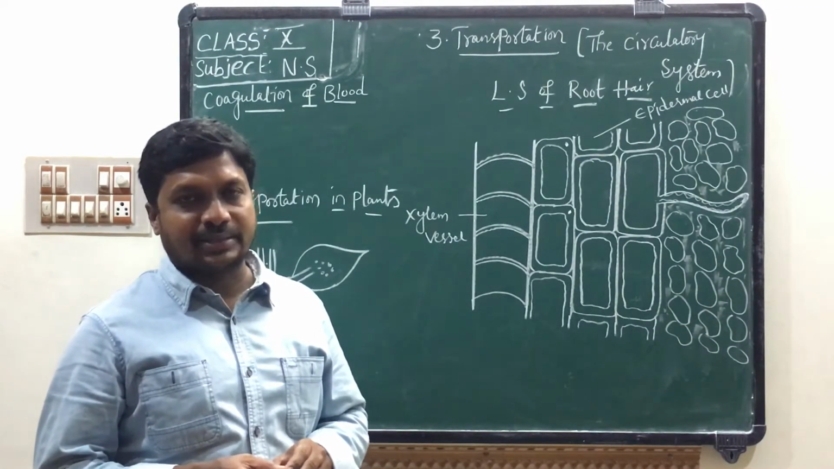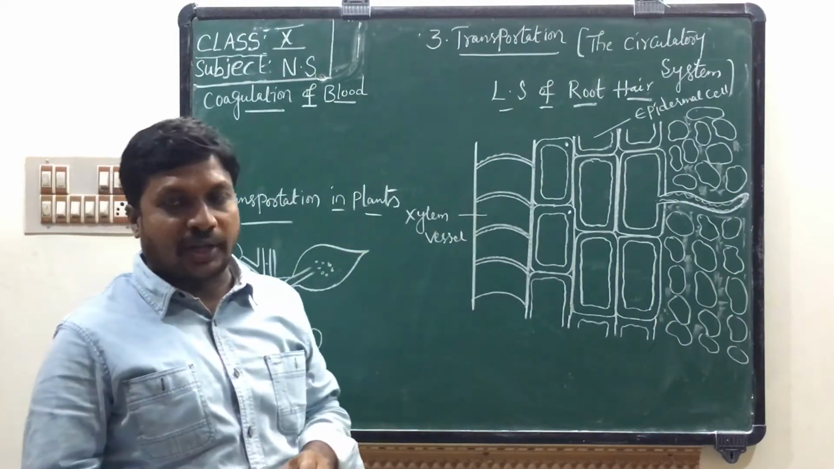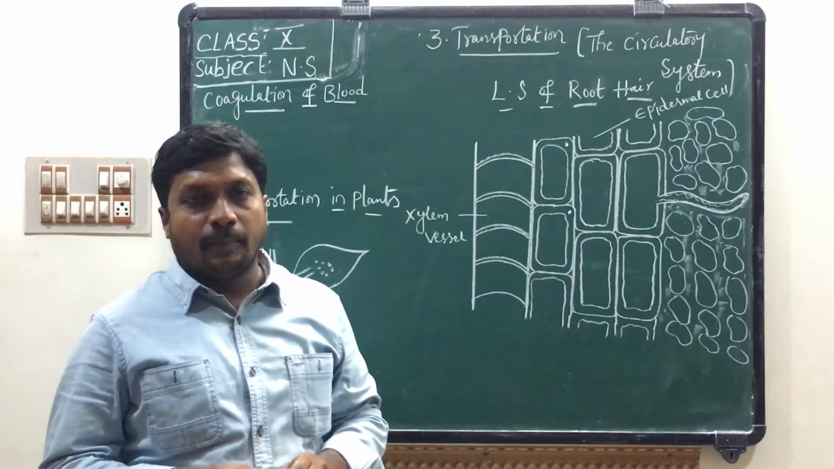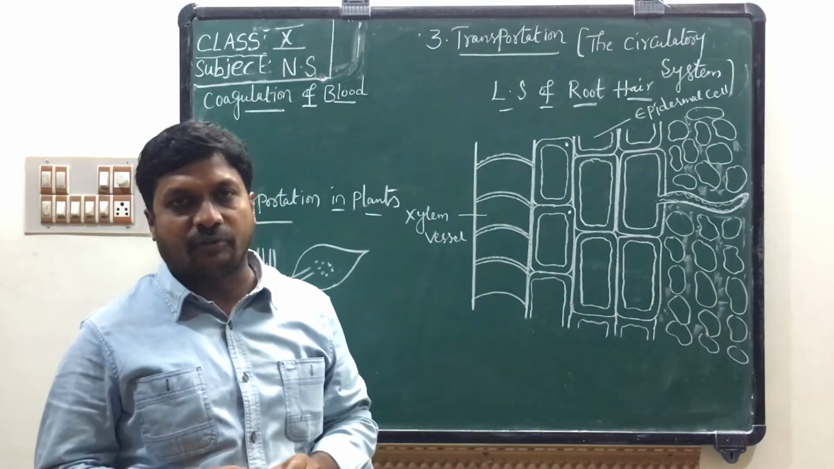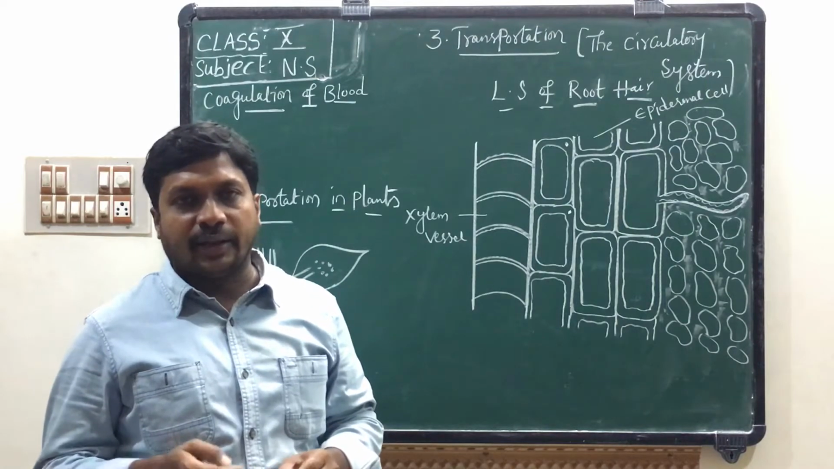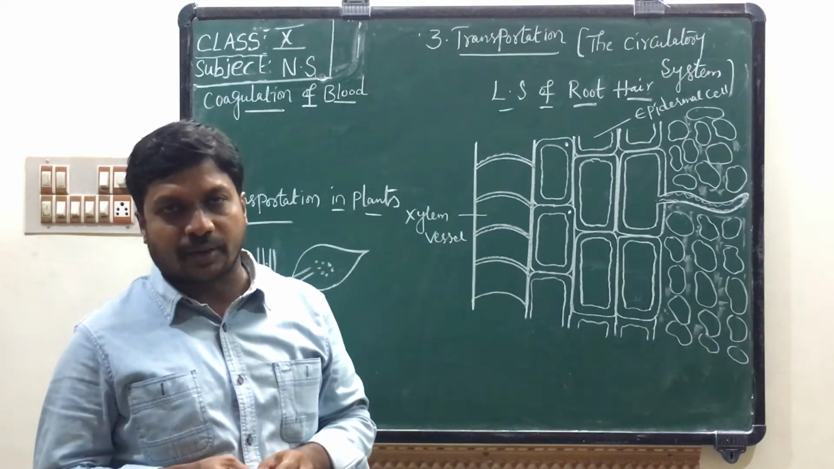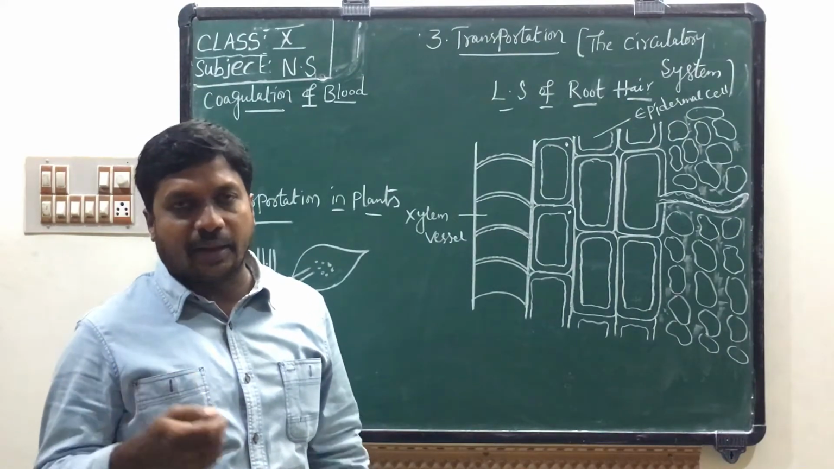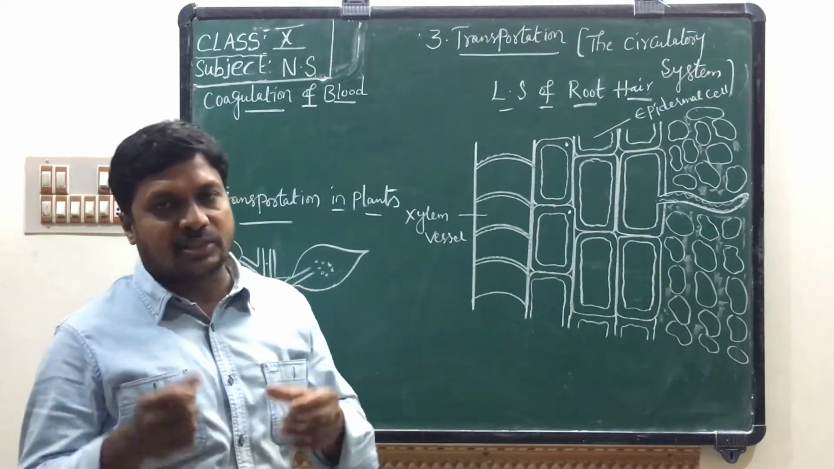In the previous class, in the third lesson, Transportation, we learnt about blood pressure. Once again I repeat, normal blood pressure is 120/80. The 120 numerator indicates systolic pressure, and the denominator indicates diastolic pressure. And I also explained about hypertension, high BP. What are the reasons for high BP?